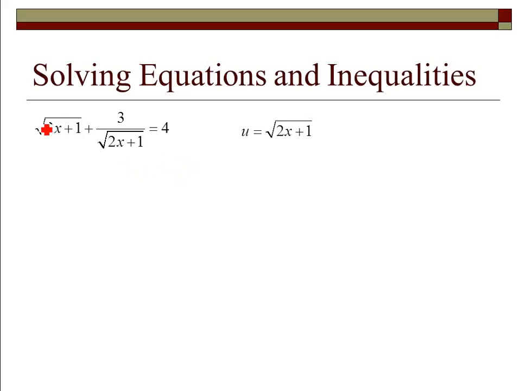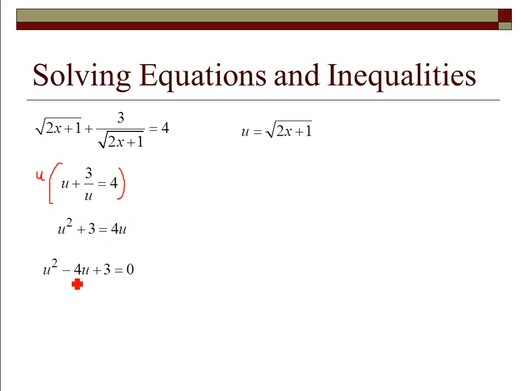So since I see square root of 2x plus 1 in here more than once, that's kind of my clue that I should do a substitution. Then I can replace this with u plus 3 over u equals 4. I'm going to get rid of the fractions, so I'm going to multiply everything through by u. This gives me u squared, 3u over u is 3, and then 4u. Again, I got a quadratic. I got to move everything to one side, so it equals 0.